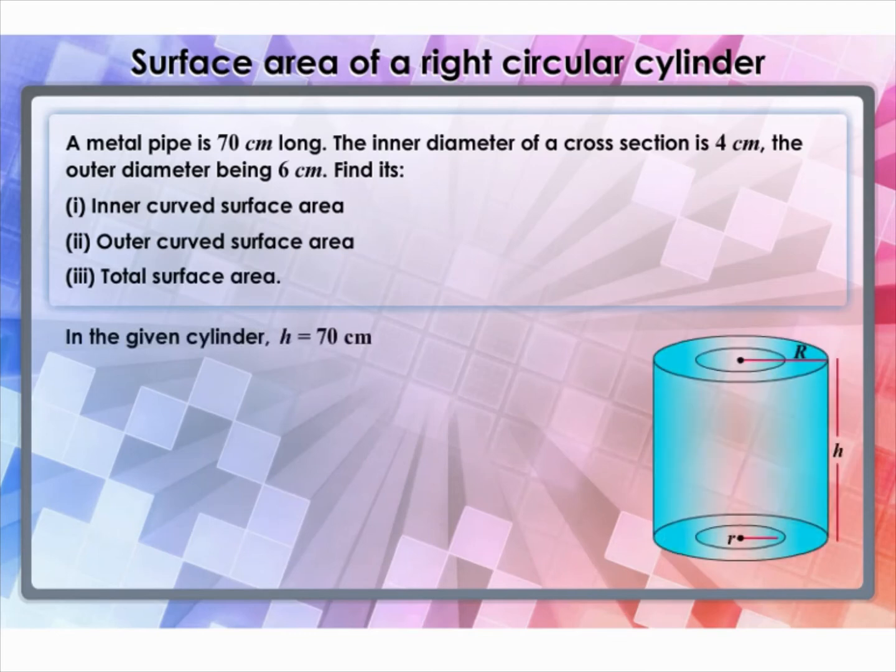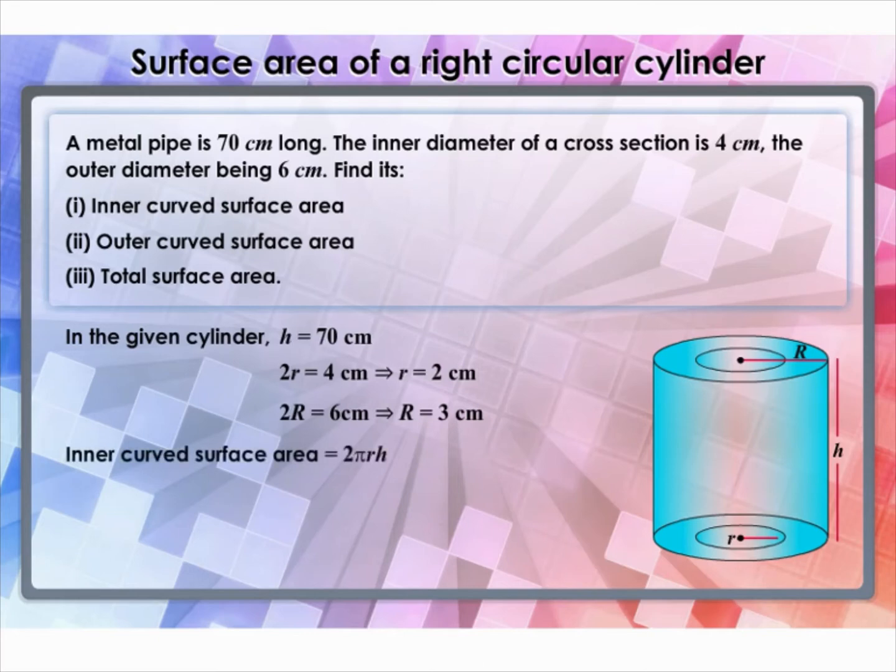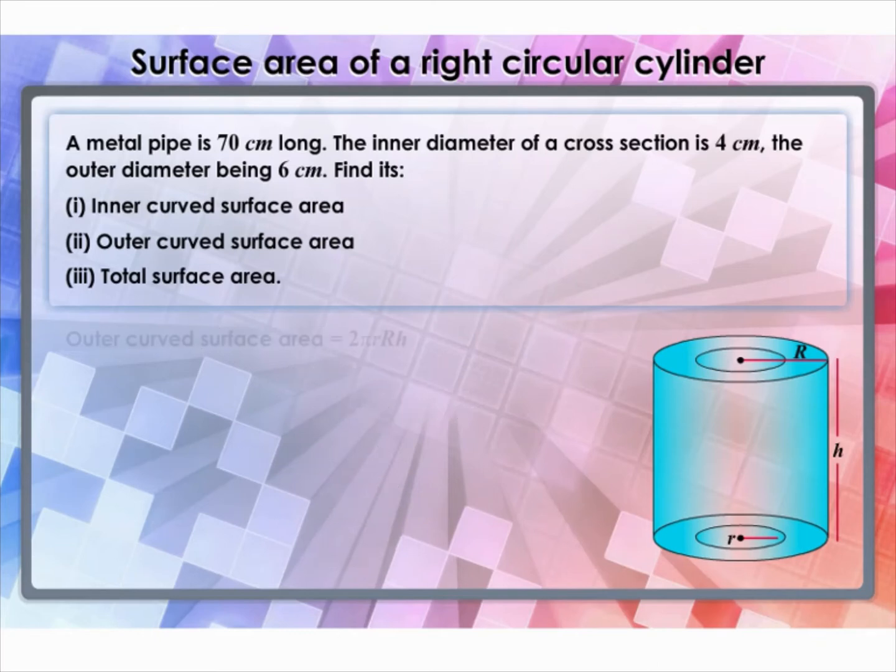In the given cylinder, h is 70 centimeters. 2r, that is, the inner diameter, is 4 centimeters, which gives us the inner radius r equal to 2 centimeters. The outer diameter is 6 centimeters, which gives the outer radius, capital R, equal to 3 centimeters. Now let's find the inner curved surface area, that is 2πrh, which is equal to 880 square centimeters. The outer curved surface area is equal to 2πRh, which gives us 1320 square centimeters.